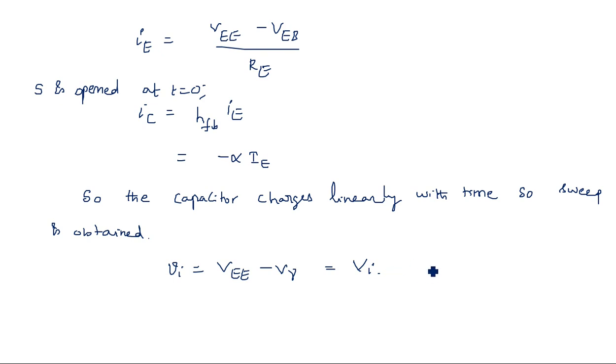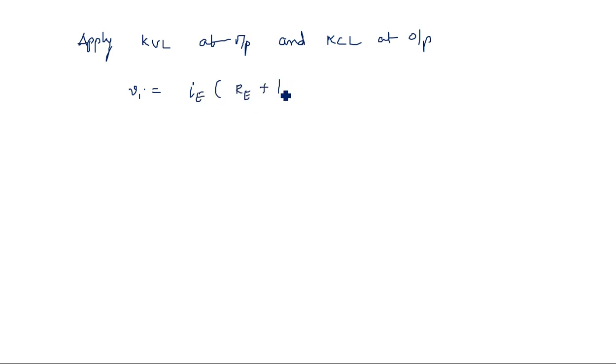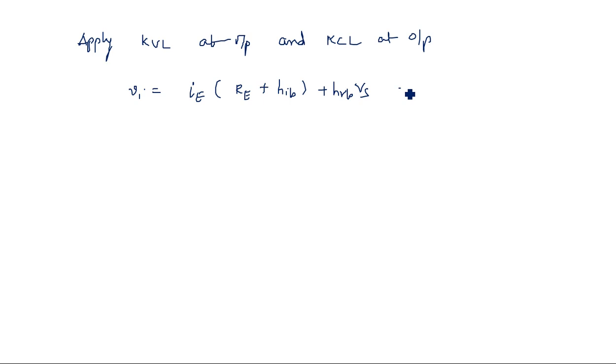On applying KVL to the input mesh and KCL to the output node, we apply KVL here and KCL here, because it is a series connection here and a parallel connection there. So KVL at input and KCL at output. Then VI is equal to IE into RE plus the input resistance HIB, plus HRB into VS. See this circuit diagram: input VI is equal to IE into RE plus HIB, these two resistors, plus this voltage HRB into VS. That we are treating as capital VI.